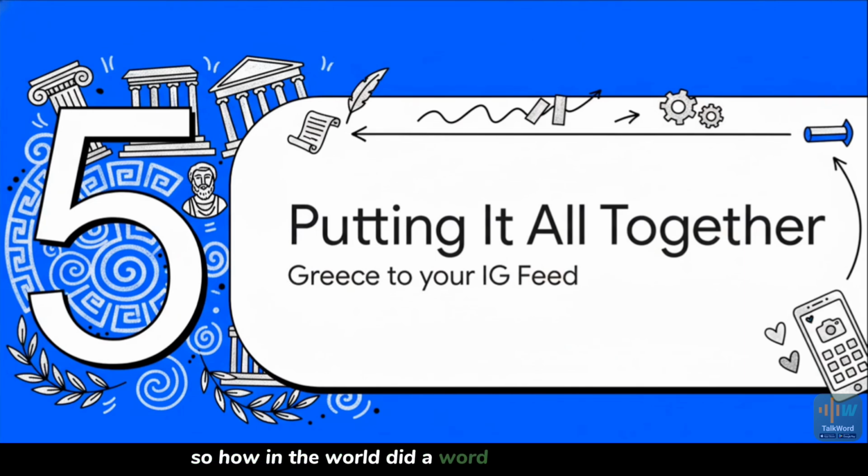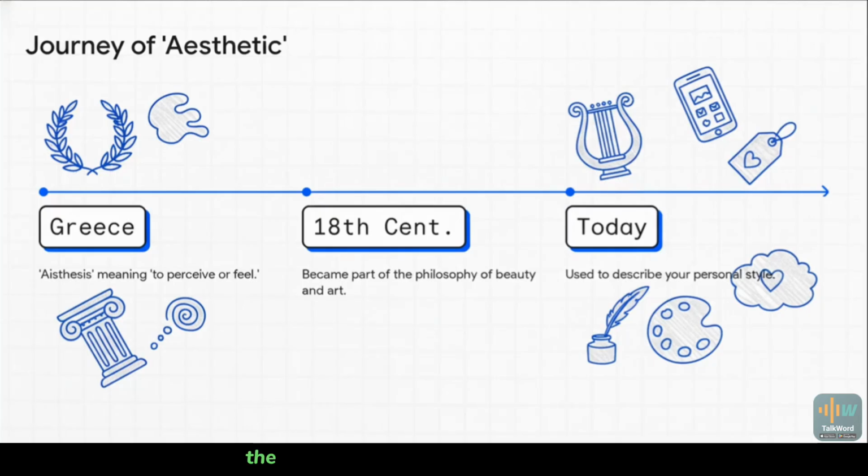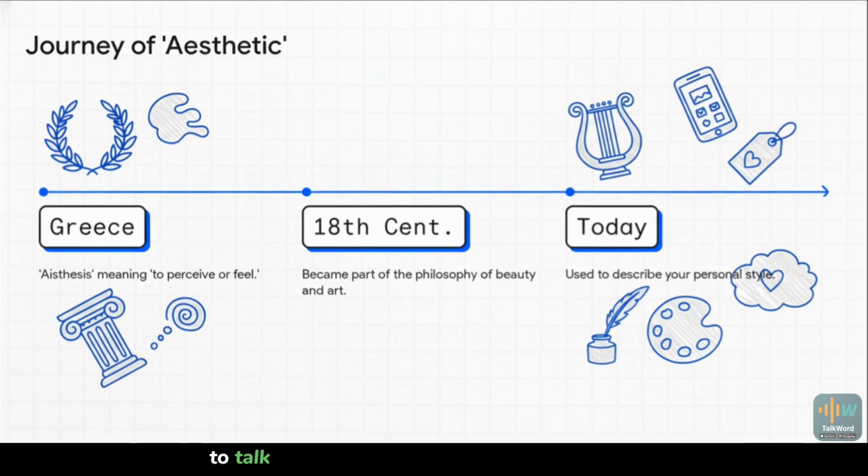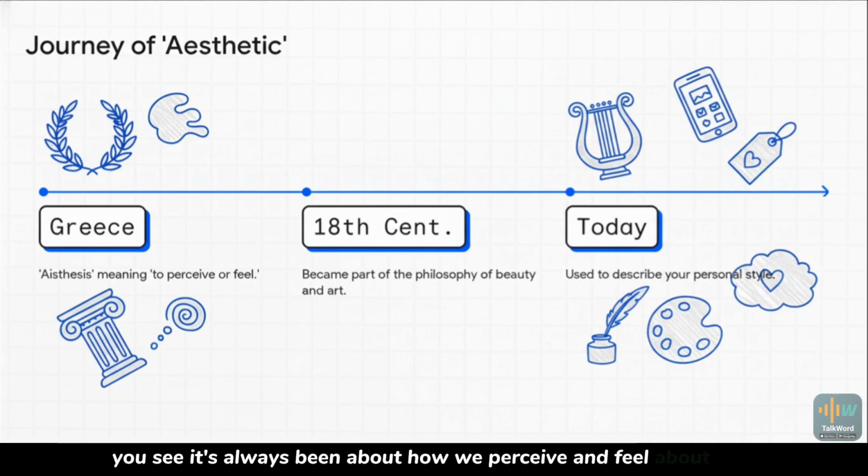So how in the world did a word from philosophy class end up all over our Instagram feeds? Let's put all the pieces together and trace its pretty incredible journey. The journey of this word is just fascinating. It starts way, way back in ancient Greece with the word aisthesis, which just meant to perceive or to feel something with your senses. Then you fast forward to the 18th century, and philosophers picked it up to talk specifically about the philosophy of beauty and art. And now, today, it has landed in our hands as a way to name and share our own personal style. You see, it's always been about how we perceive and feel about beauty.